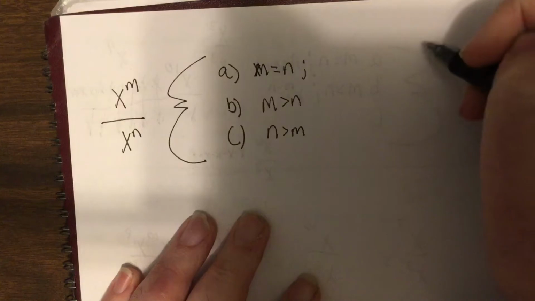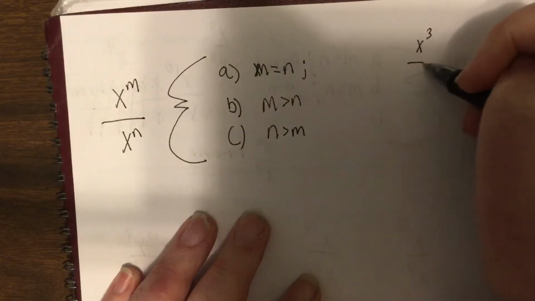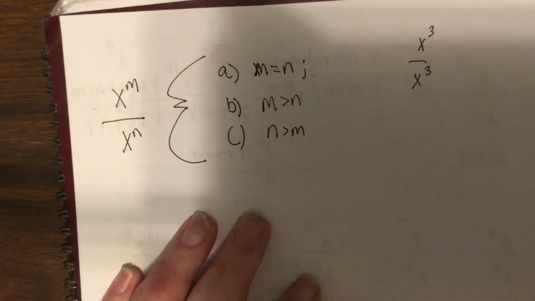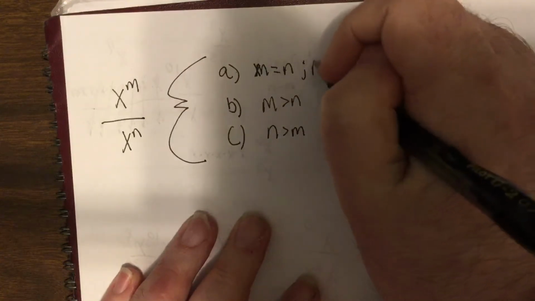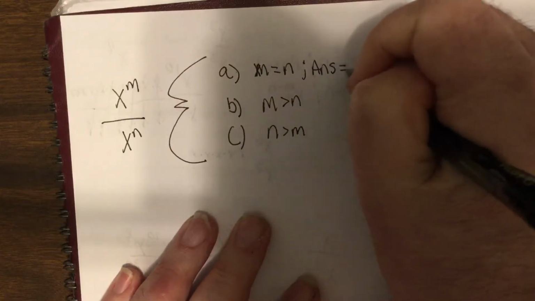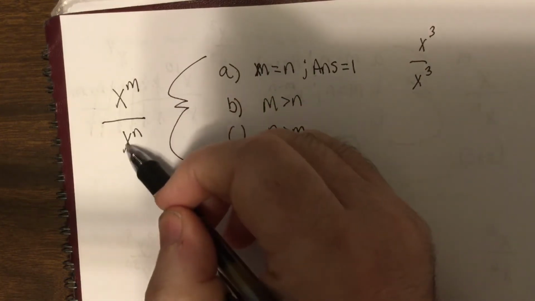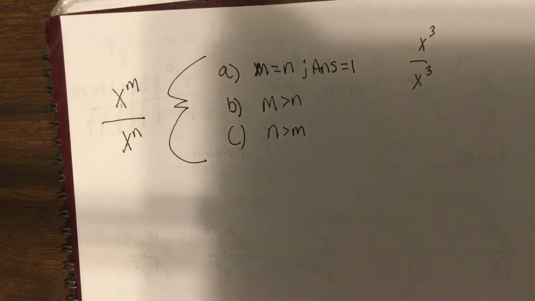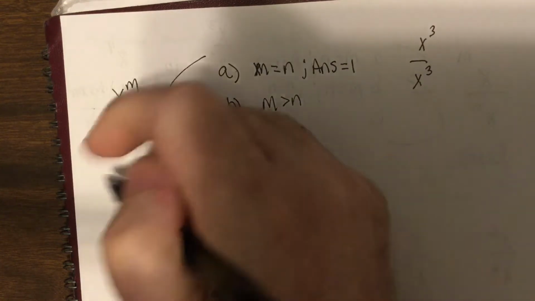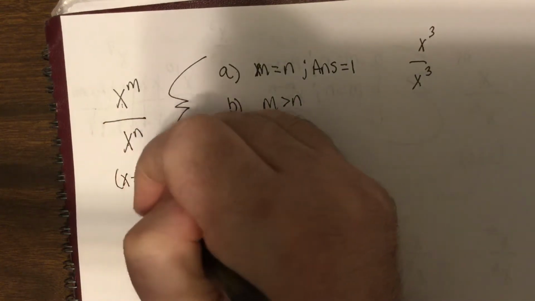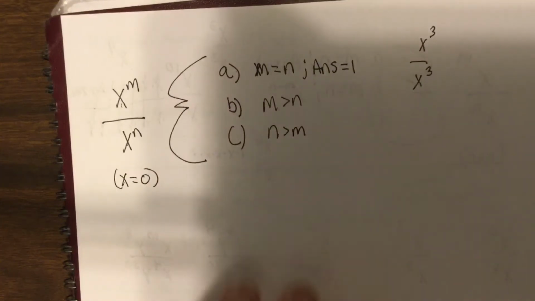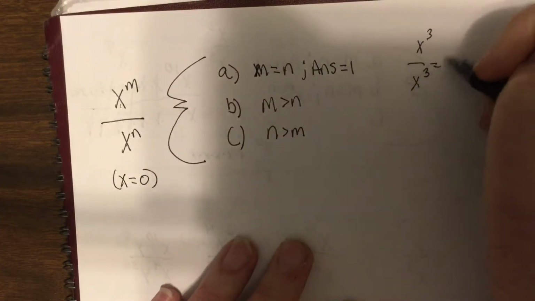So you have, like, x cubed divided by x cubed. Well, you should know anything divided by itself is 1, but we have one exception. What number can I not put in for x and divide by it? That's right, 0. Very good. So the answer is 1.